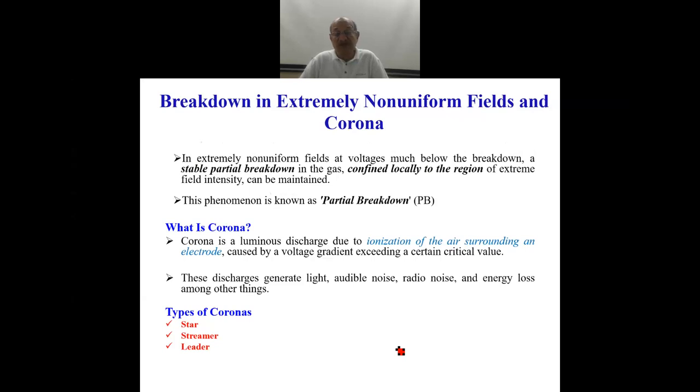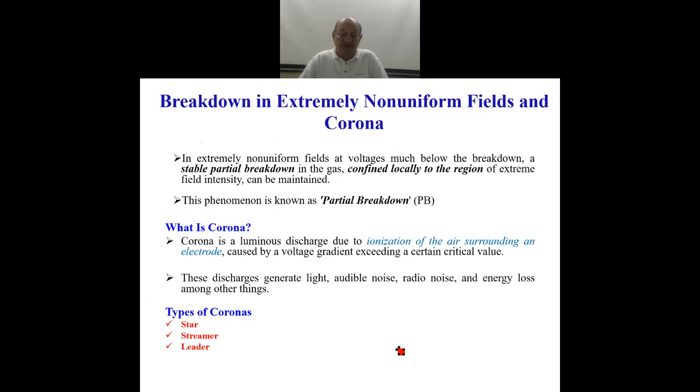Breakdown in extremely non-uniform field and corona. As I mentioned, what is corona? Corona is nothing but the partial breakdown activity in gaseous dielectrics, which takes place under extremely non-uniform field configurations only. In weakly non-uniform field, no partial breakdown activity, so no corona.